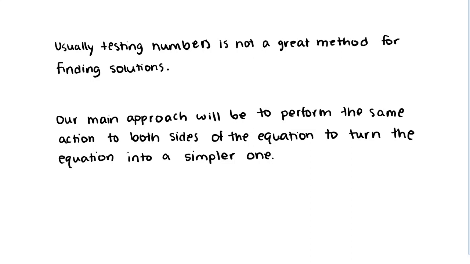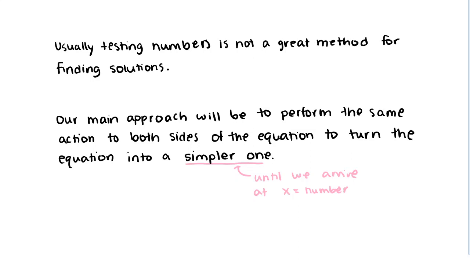So usually, testing numbers by plugging them into your equation and checking if it makes the equation true is not really a great method for finding solutions. It's great to check your solutions if you have a solution in mind that you think is true. You can always test it by plugging it in, but it's not really a great way of figuring out what the solutions to an equation are. And so really our main approach for finding solutions to an equation will be to perform the same action to both sides of the equation to turn the equation into a simpler one. And what I mean by a simpler one is, usually we'll perform the same action to both sides of an equation until we arrive at the equation with our variable, maybe x equal to just some number. And then that'll tell us our solution.